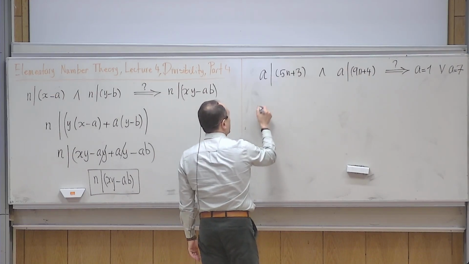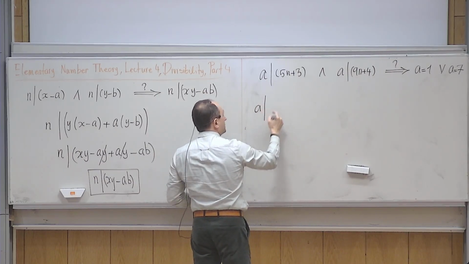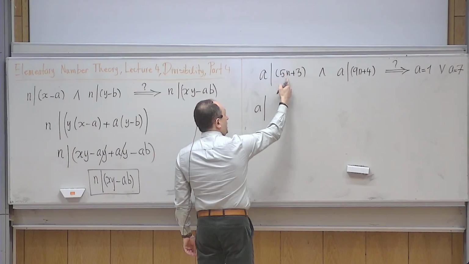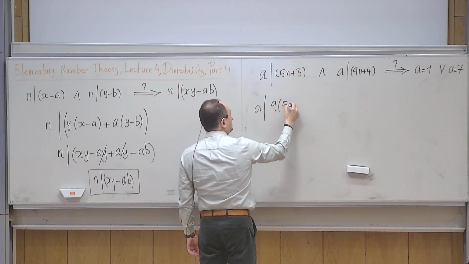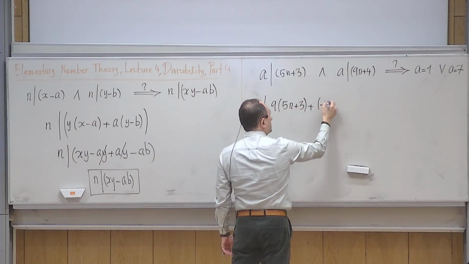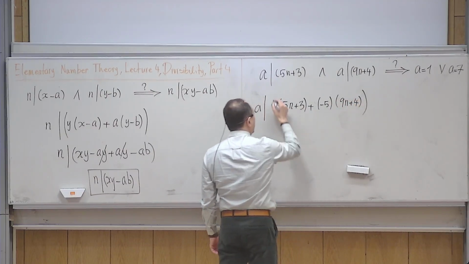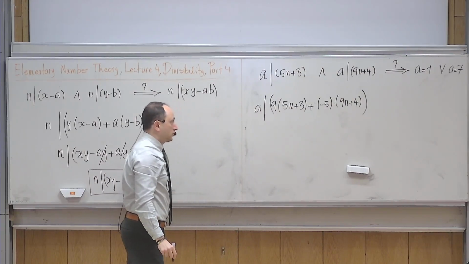So I would say that from these two, I can conclude that a divides 9 times that plus minus 5 times that, which is a linear combination. First of all, I want you to understand that what I have done is correct. It's not wrong.